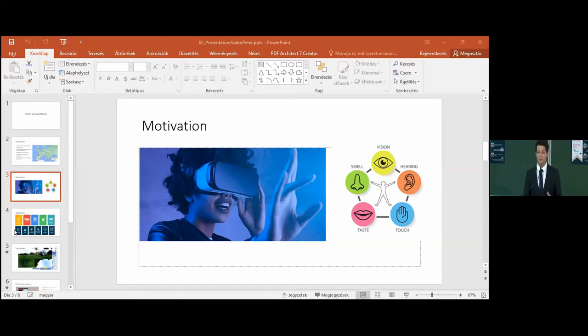In my work, the main motivation was to offer additional sensory inputs next to vision and hearing, such as olfaction and haptics. Olfaction is the capability of sensing things with your nose, such as scent or smell. And haptics can have many forms, such as vibrations, temperature, or wind.